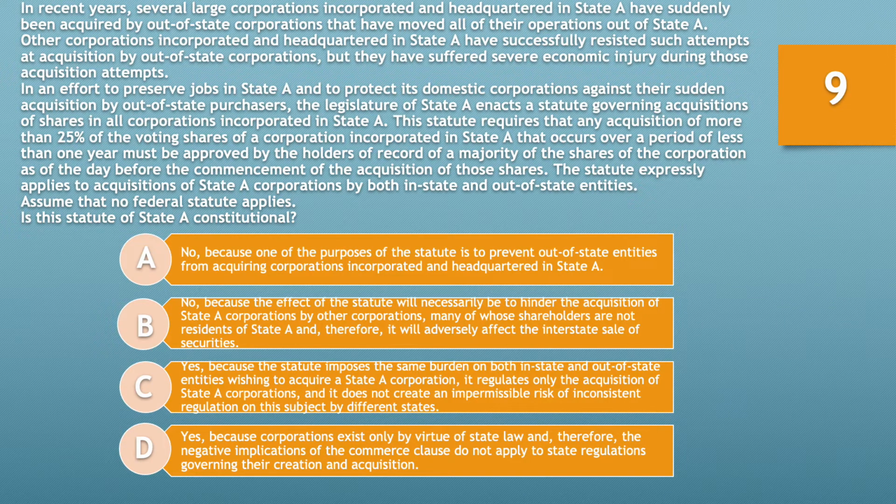It regulates only the acquisition of State A corporations, and it does not create an impermissible risk of inconsistent regulation on the subject by different states. D, yes, because corporations exist only by virtue of state law, and therefore the negative implication of the Commerce Clause does not apply to state regulations governing their creation and acquisition. Take 10 seconds and choose the best option.